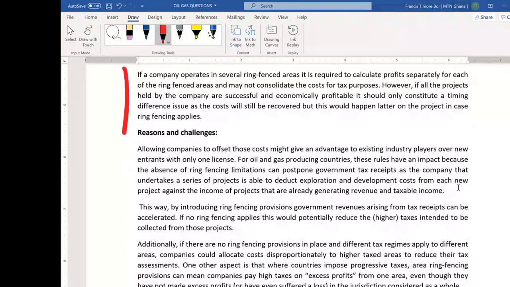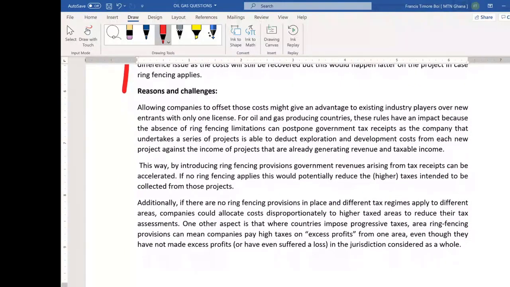Reasons and challenges. Allowing companies to offset those costs might give an advantage to existing industry players over new entrants with only one license. For oil and gas producing countries, these rules have an impact because the absence of ring fencing limitations can postpone government tax receipts, as the company that undertakes a series of projects is able to deduct exploration and development costs from each new project against the income of projects that are already generating revenue and taxable income. Do you understand this point?